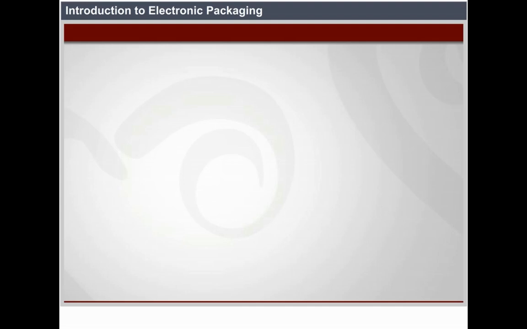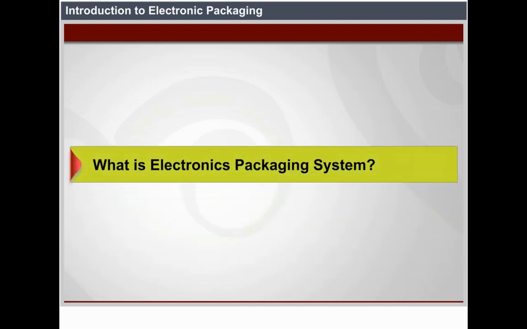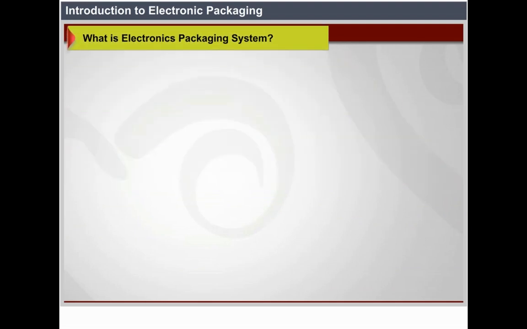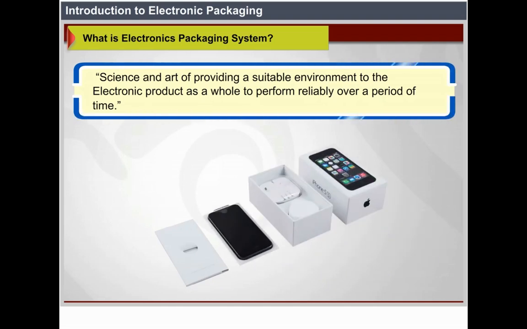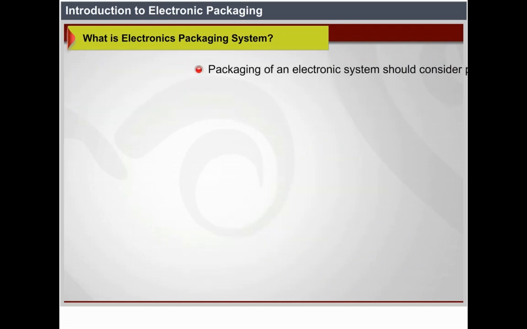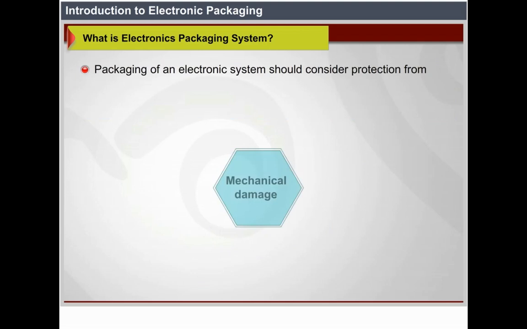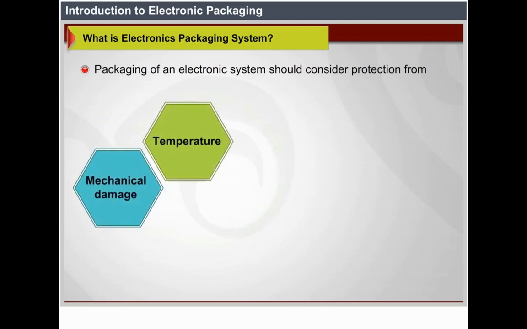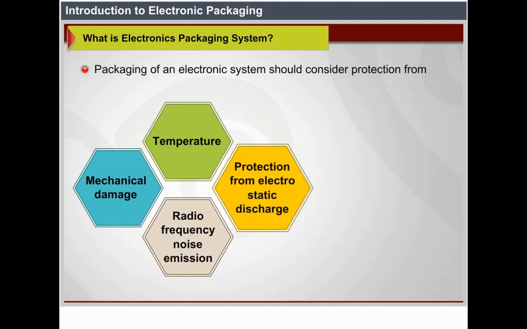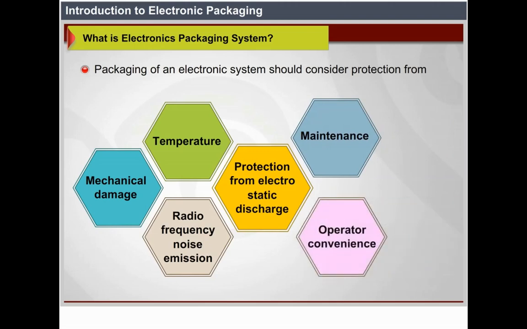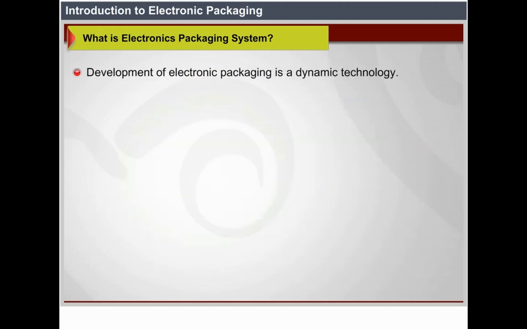Introduction to electronic packaging. What is electronic packaging system? It is the science or art of providing a suitable environment to an electronic product as a whole to function reliably over a period of time. Packaging of an electronic system should consider protection from mechanical damage, cooling, radio frequency noise emission, protection from electrostatic discharge, maintenance, operator convenience, and cost.